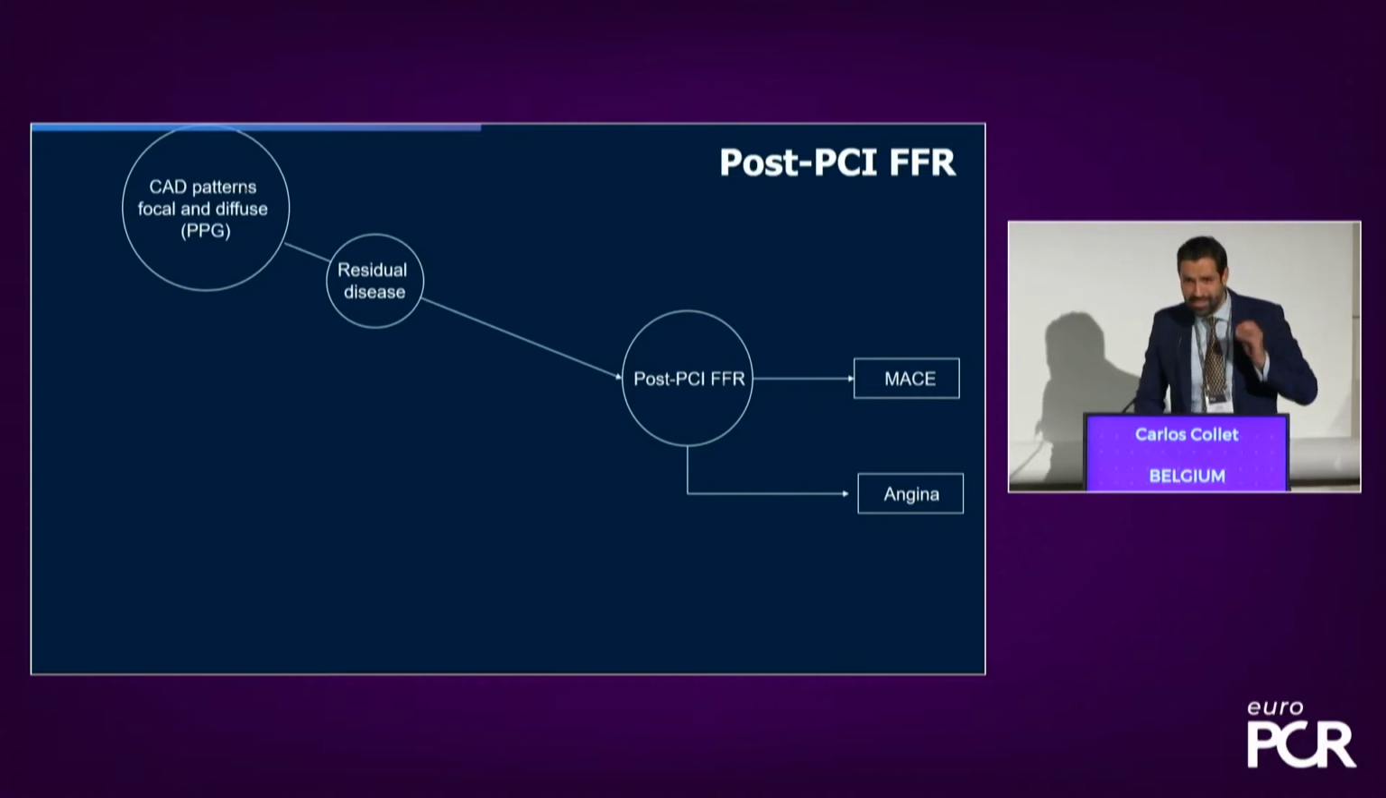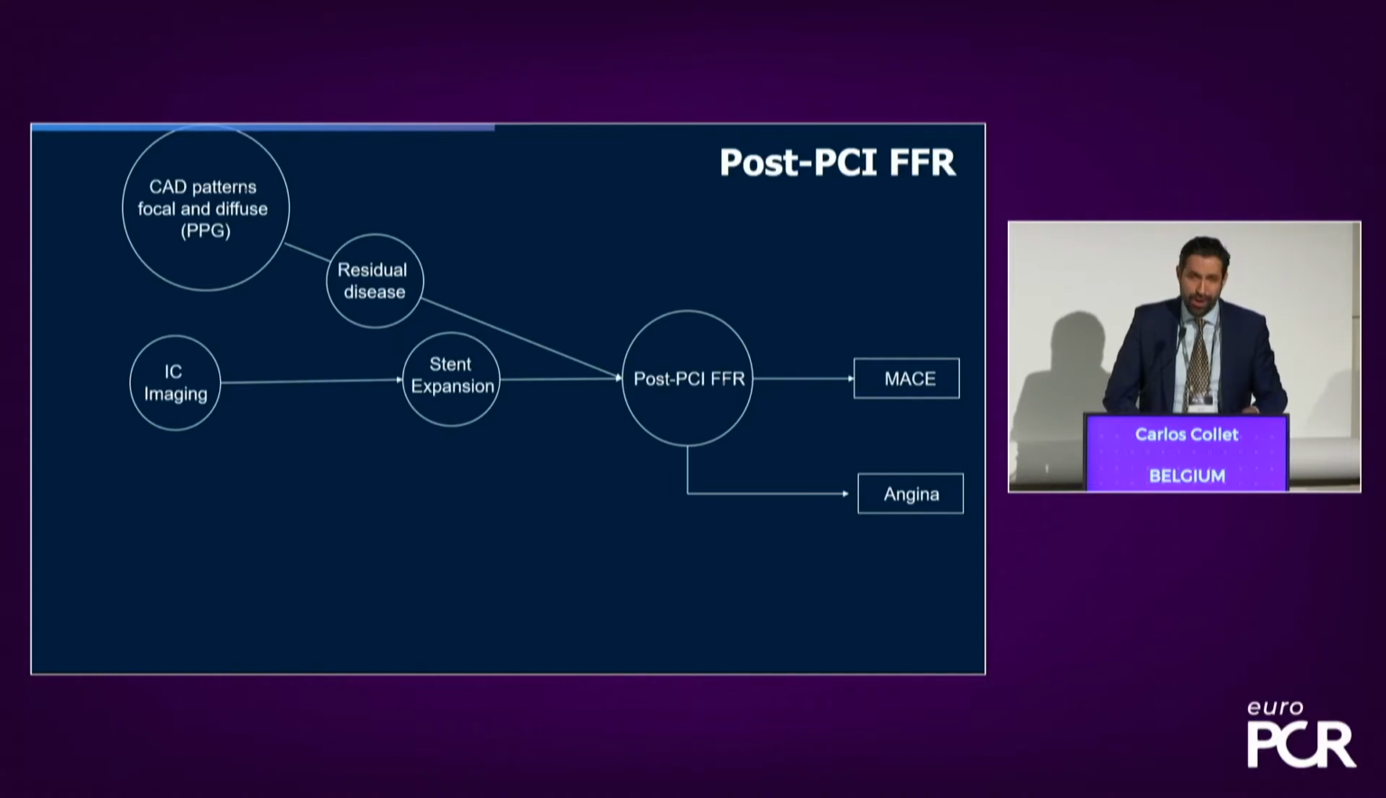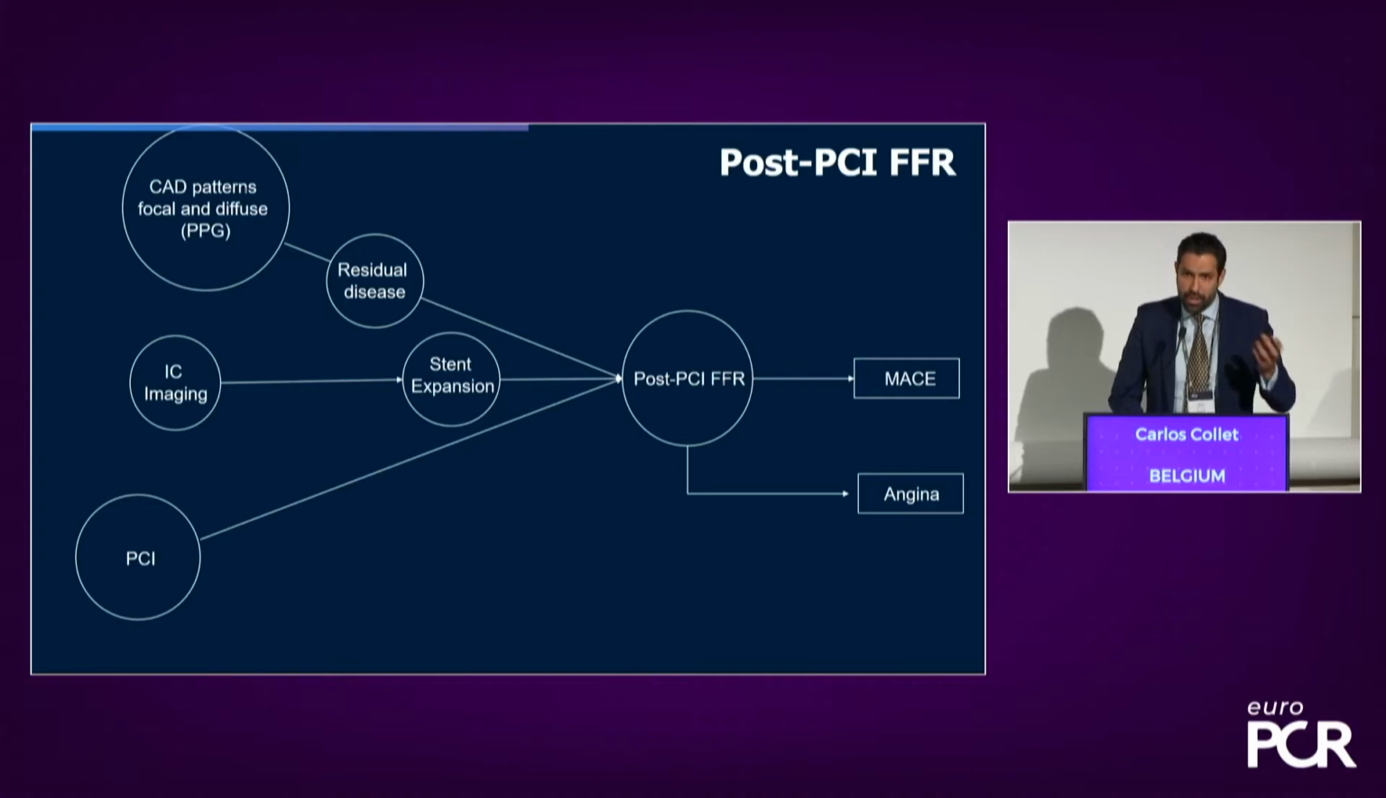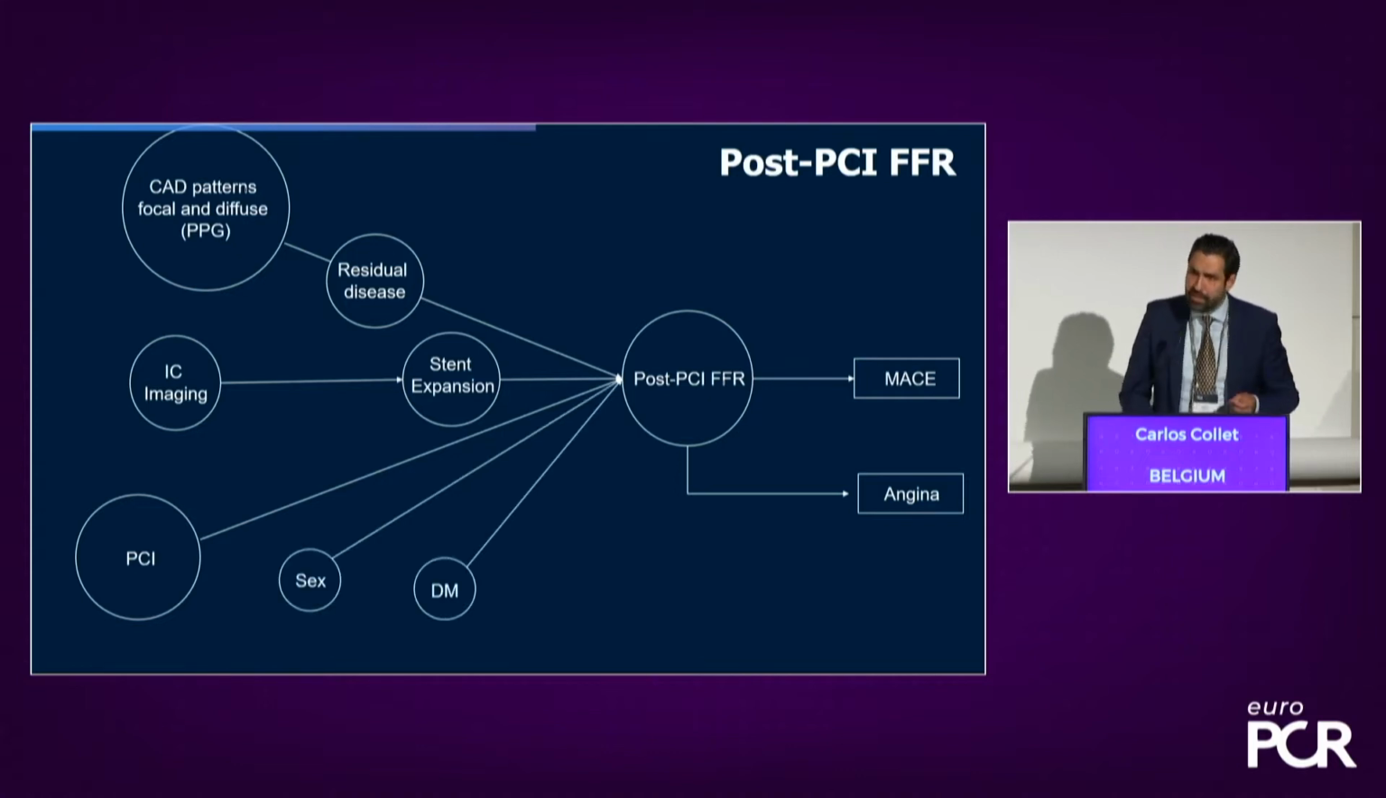Post-PCI FFR depends on the disease pattern. Diffuse disease is associated with lower post-PCI FFR. The use of intravascular imaging for stent optimization has also been shown to increase post-PCI FFR. The PCI technique itself can also impact post-PCI FFR, and other baseline characteristics.